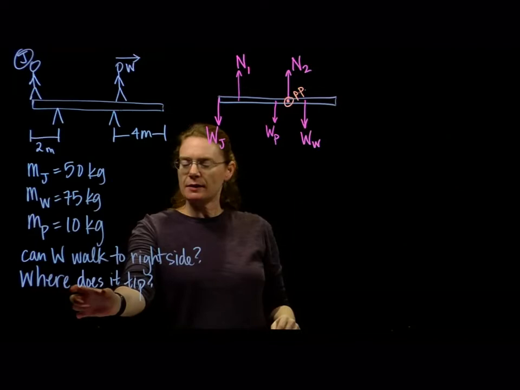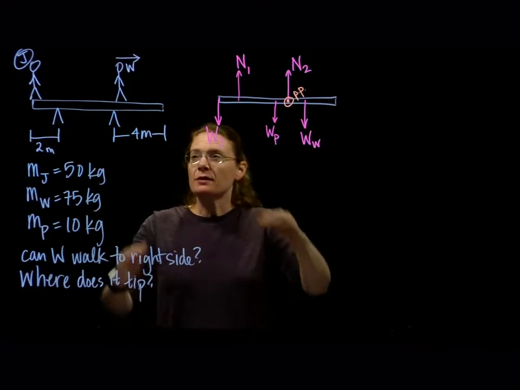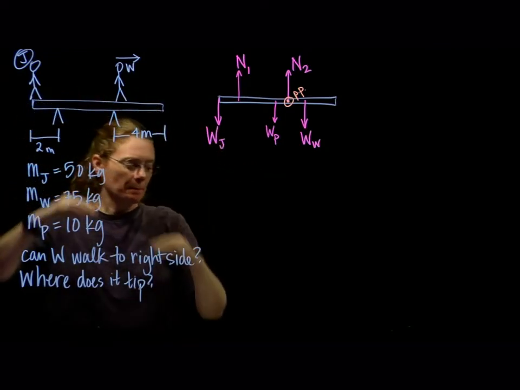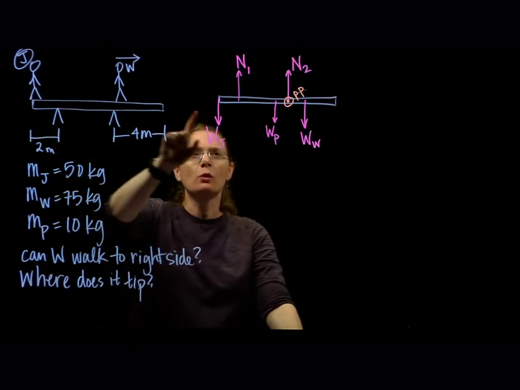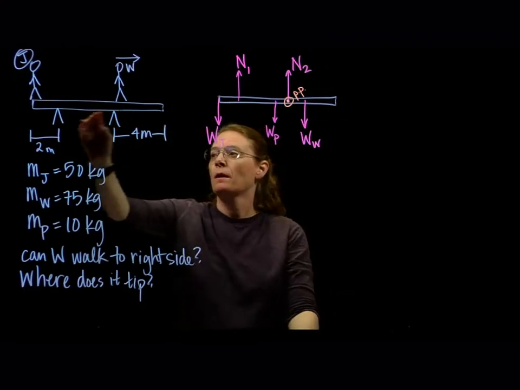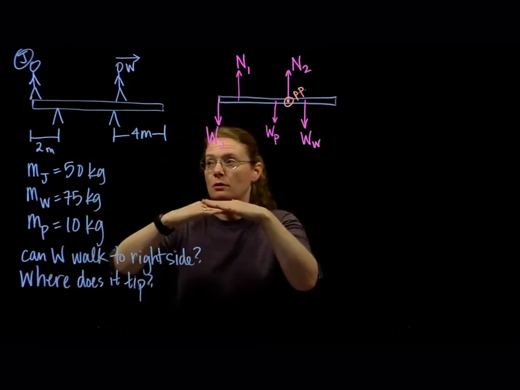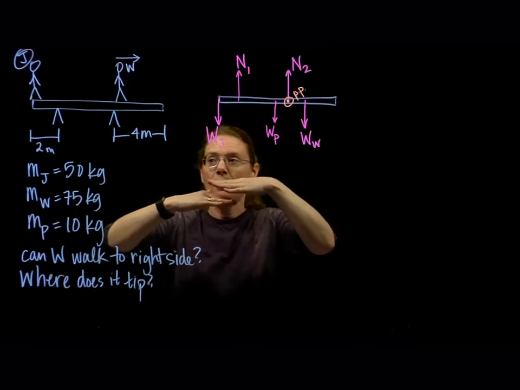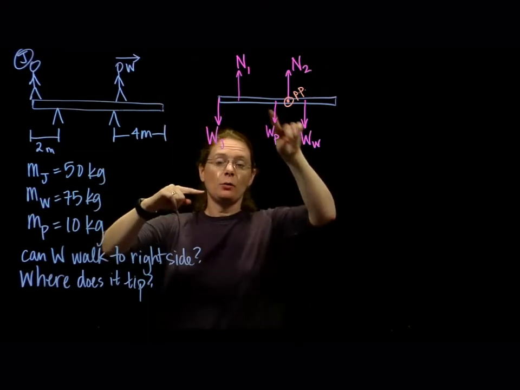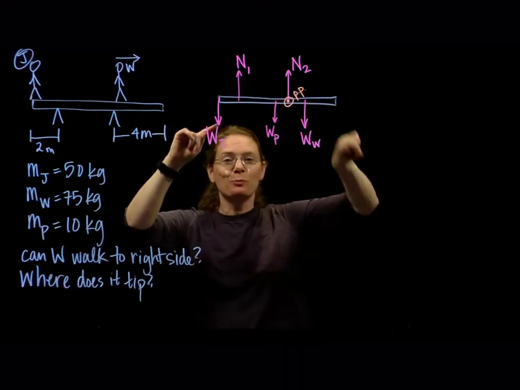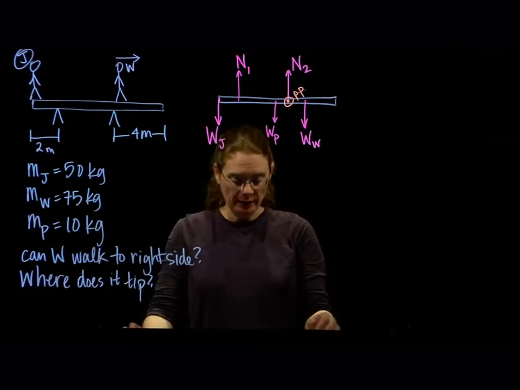And I want to set it up so that it is just about to tip. So if this thing is just about to tip, what do we know about the normal force of this support? If it's just about to tip, this thing is just leaving contact, just removing itself from contact, which means that this normal force is going to go to zero. We've seen this before in circular motion. At the top, when you fall off the top of a loop-the-loop, the normal force goes to zero. So let's see what we get with this.